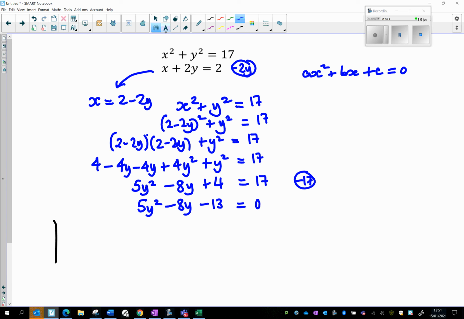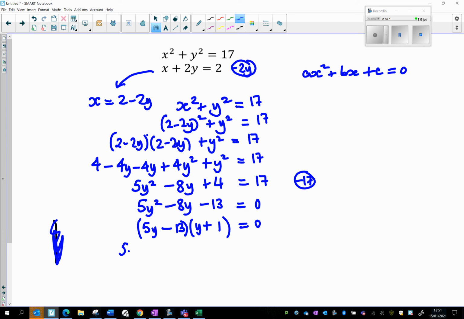Remember, I do that by using the crisscross method. If you prefer, you don't have to. You can use whatever method is available to you. I'm not going to go into that now because you should know how to factorize. So you've got 5y and y. It's going to equal 0. I'm going to have a 13 there, and I'm going to have 1 there. That becomes negative. That becomes positive. So I've got minus 13y plus 5y is minus 8y. That's correct.